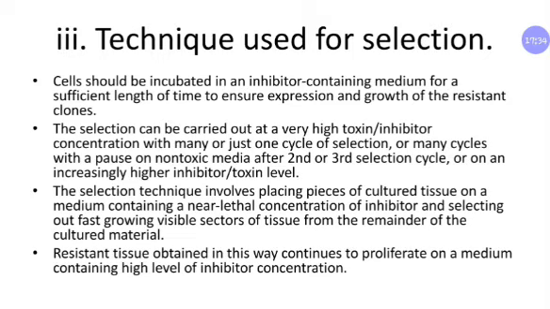The selection technique involves placing pieces of cultured tissue on a medium containing a near lethal concentration of inhibitor and selecting the fast growing visible sectors of tissue from the remainder of the cultured material. Resistant tissue obtained in this way continues to proliferate on a medium containing a high level of inhibitor concentration.